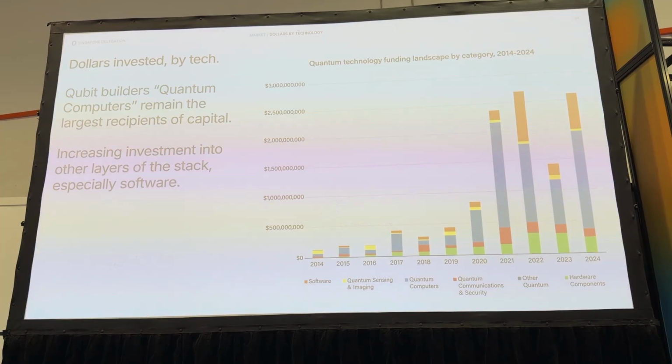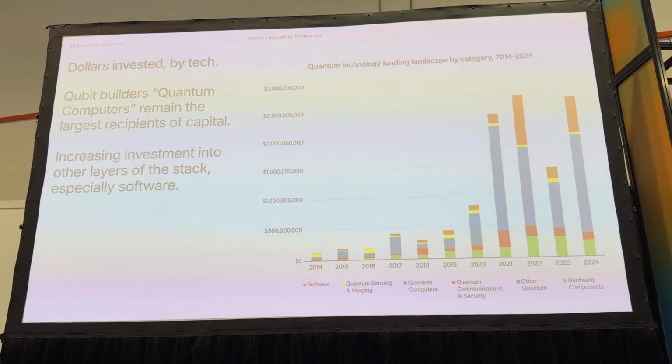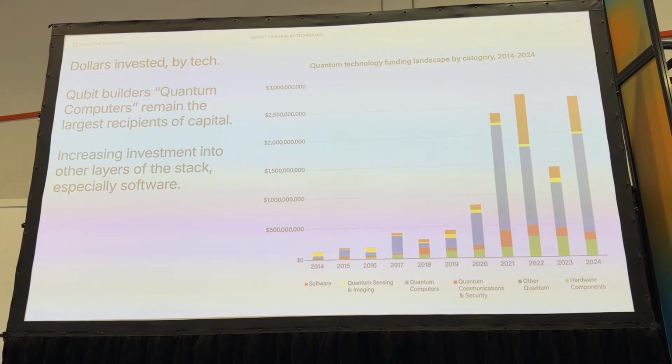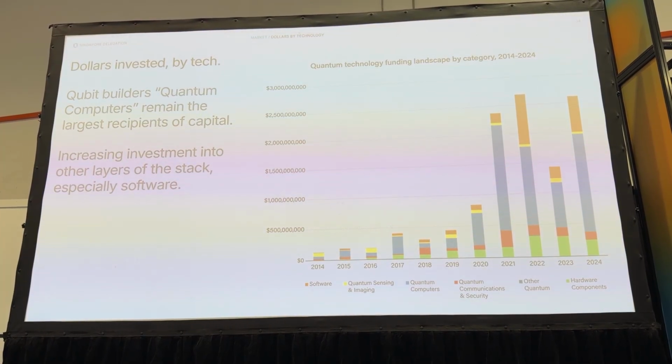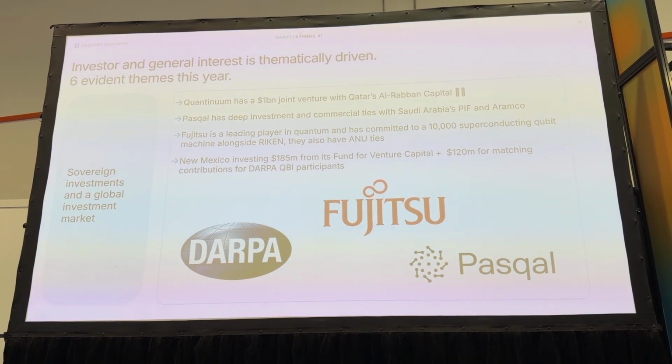There you can see the hardware companies of the light blue region, and you can see that as time is growing, those hardware companies take the majority of the funding, and the software and the hardware components are above and below. So let's just look at some of the themes that are out there in the market.